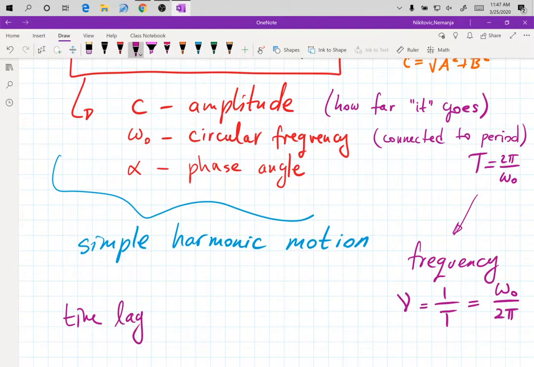So for time lag, they're using delta, another Greek letter, which is equivalent to our D. You have a capital delta, which is that triangle thingy, and lowercase delta looks like that. Delta is equal to alpha divided by omega 0.